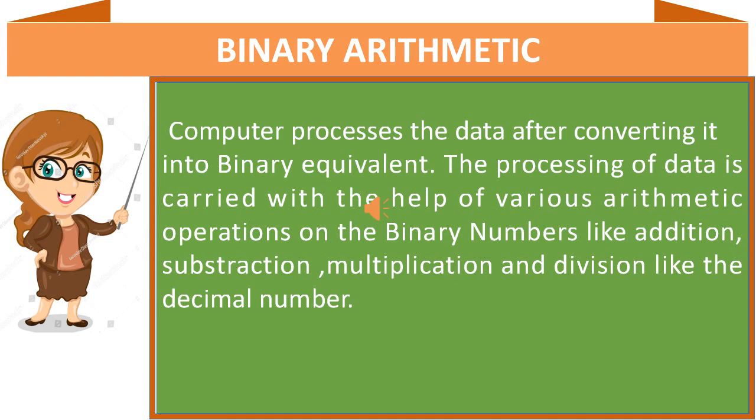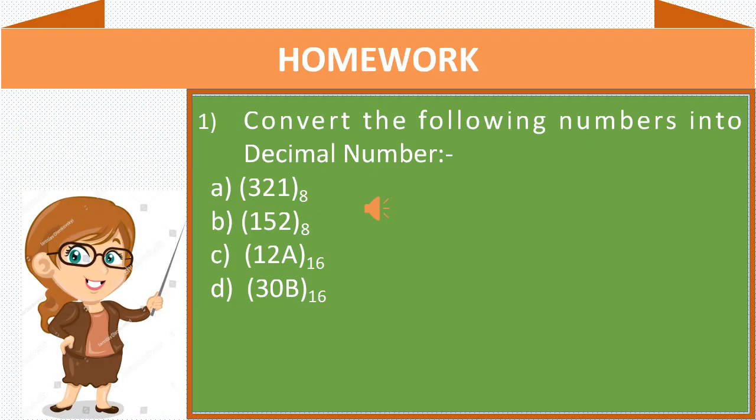I am ending today's session with some homework for you all. So for your homework, the first question is convert 321 to the base 8 and 152 to the base 8 into decimal number. That means to the base 8 means these numbers are in octal number system and you have to convert it into decimal number.